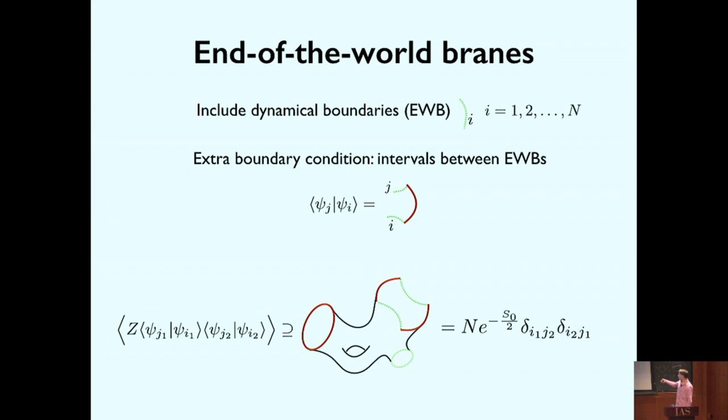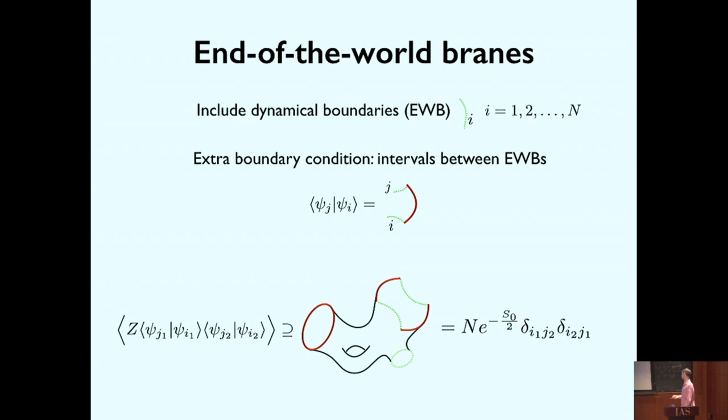So first of all, I get these delta functions because these end of the world branes always carry one index, so I need to match up indices between the two boundaries. There's this, which is a topological factor that comes from one handle and one boundary, Euler character minus one. And n, because I have n species I can sum over here. Okay, so this is the sort of thing.